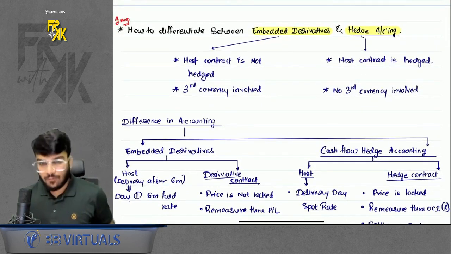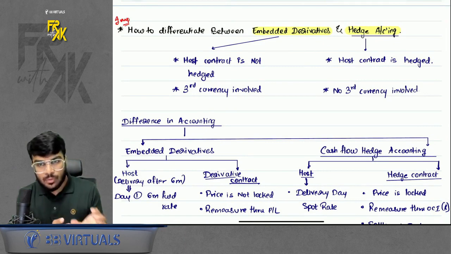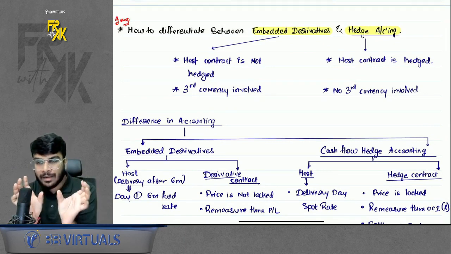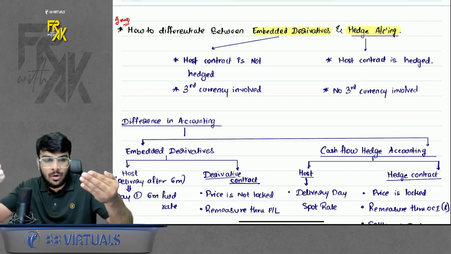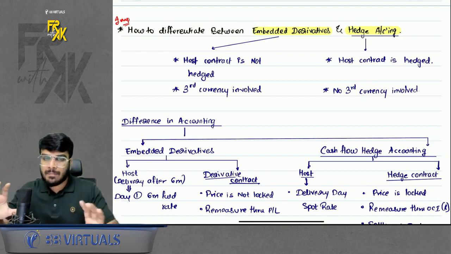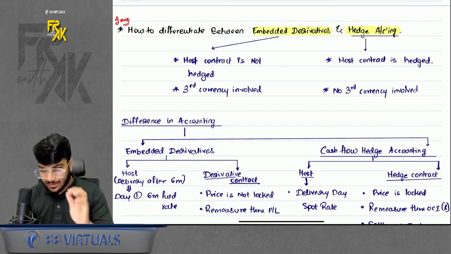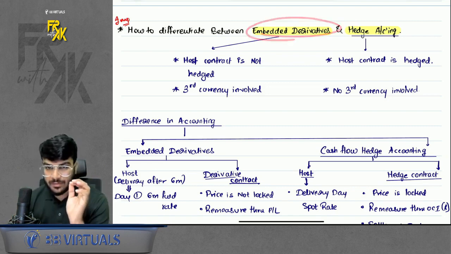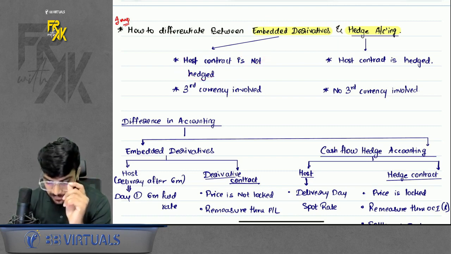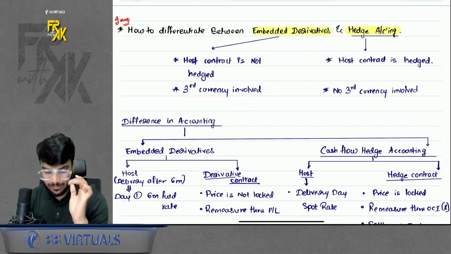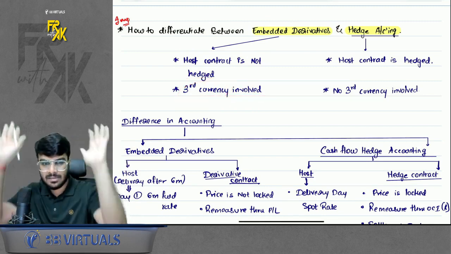Now, one exclusive thing I will teach you. Most of the students will face issue in bifurcation between embedded derivatives and hedge accounting, and how to identify whether the question is of hedge or of embedded derivatives. So I have prepared a good summary for you. Again, exclusive from FR with AK. Sir, see, in embedded derivatives, the contract is not hedged, right? And there is a third currency involved, right? That means the currency is neither of the buyer, neither of the seller. A third currency is involved.